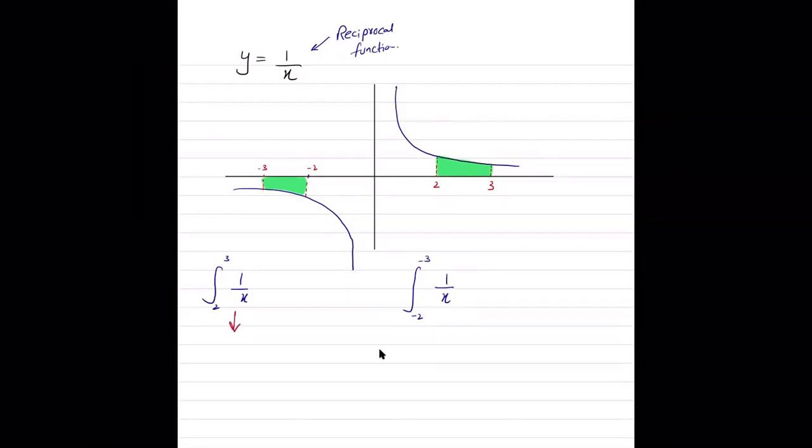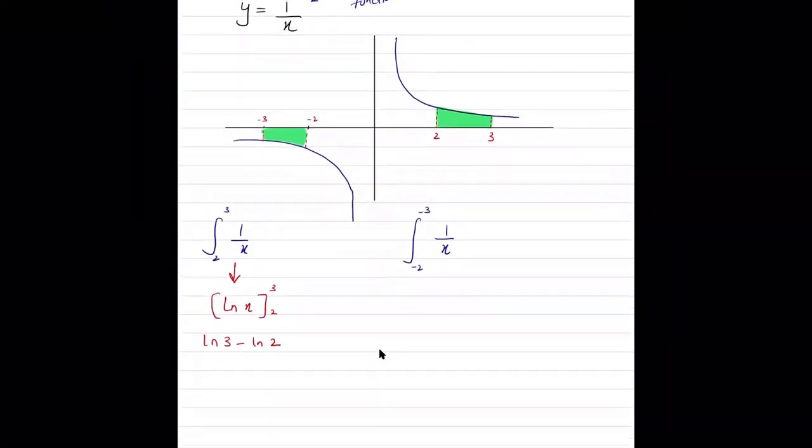What is the integration of 1 over x? Ln x. If you apply the limits 3 to 2, you are going to get ln of 3 minus ln of 2. Do you remember the logs rule? If two logs having the same base are being subtracted, how can you express the two logs as a single log? Ln 3 minus ln 2 is the same as saying ln 3 upon 2.